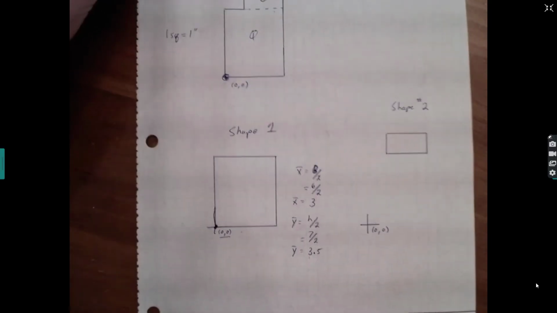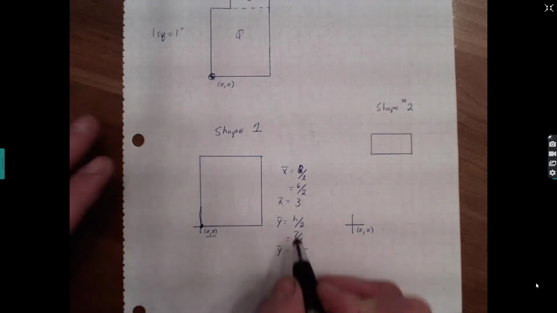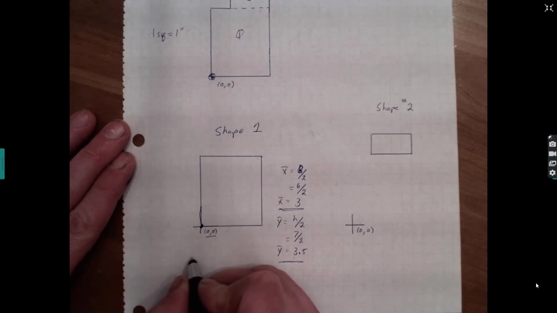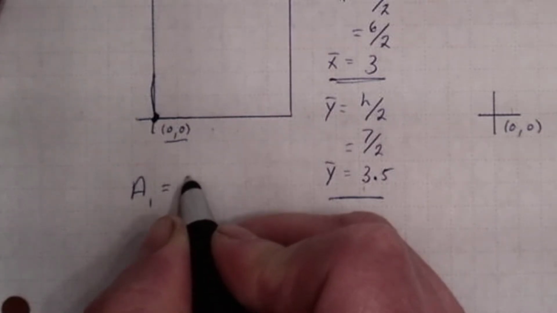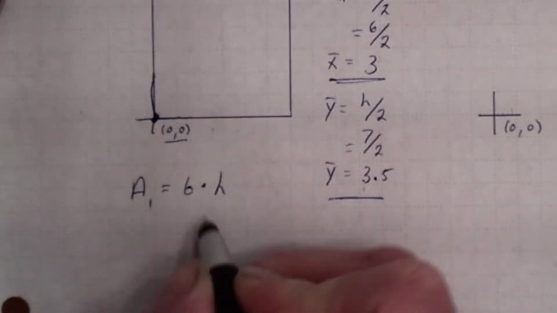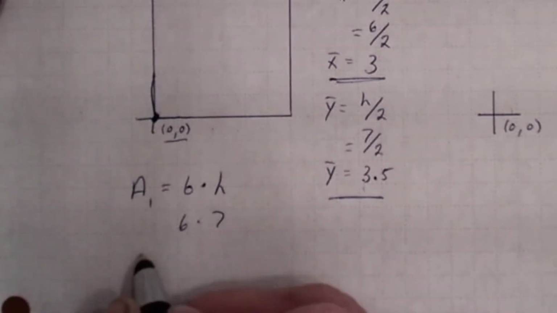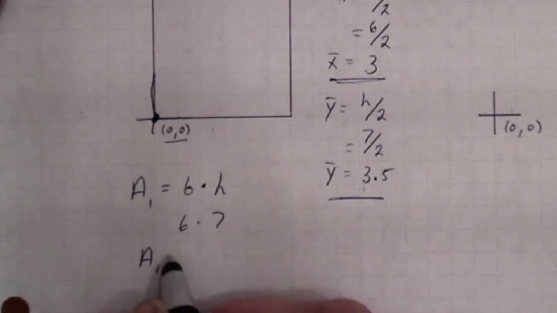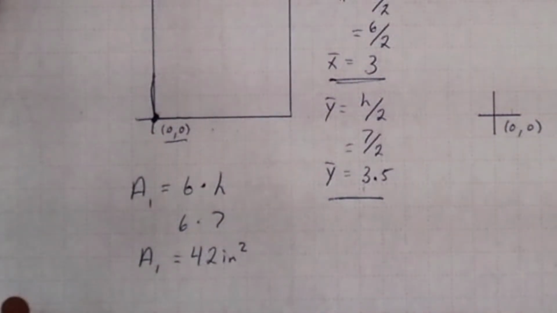Now we've calculated the x and y bar. The other thing that we must calculate of each shape is the area. So we have x bar, we have y bar. Now we must calculate the area of shape 1. The area of a rectangle is base times height, in this case 6 times 7. So the area of shape 1, I like the subscript, equals 42 inches squared.